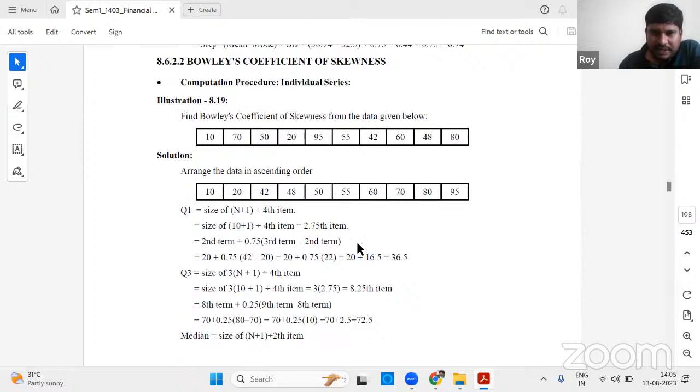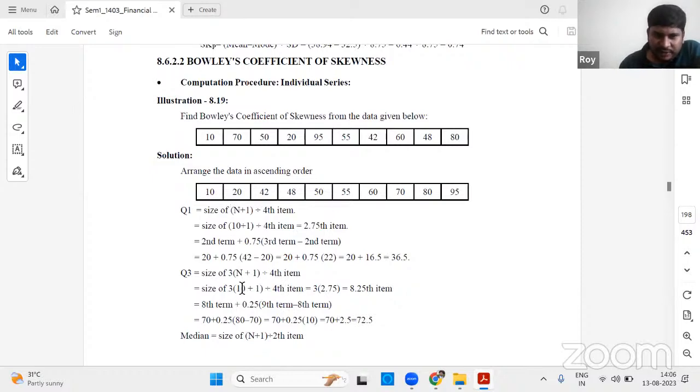0.75 into the third term minus the second term. That is 20 plus 0.75 into (42 minus 20). You will get this value, and Q1 is calculated. Next, Q3. In general Q1 is the size of (n plus 1) divided by 4th item. Remember that. Q3 is the size of 3 into (n plus 1) divided by 4th item, because for Q1 it is 1 into (n plus 1) and for Q3 it is 3 into (n plus 1) divided by 4th item.